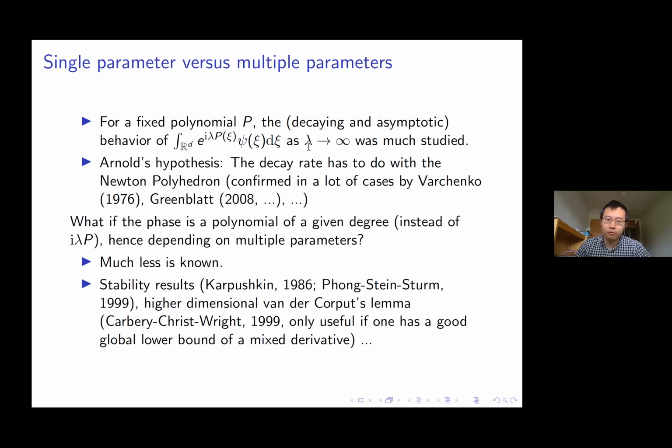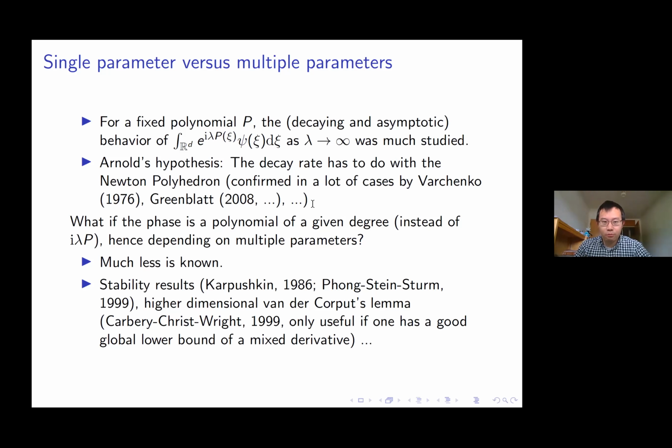Well, there's a general principle known as Arnold's hypothesis, which has been verified by a lot of work by Varchenko and then Greenblatt, etc., that the decay rate of this has to do with the Newton polyhedron, which is something I haven't told you, but unfortunately I wouldn't have much time to talk about this today, but you can imagine it has something to do with algebraic geometric tools, for example, and this is very mysterious and very nice discoveries by Varchenko and Greenblatt and various other people.